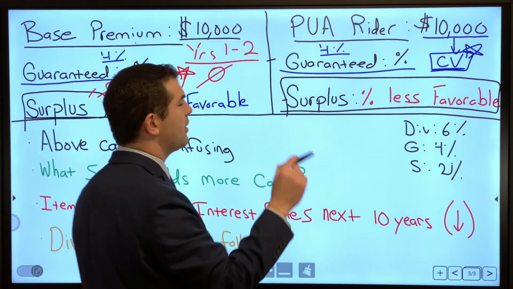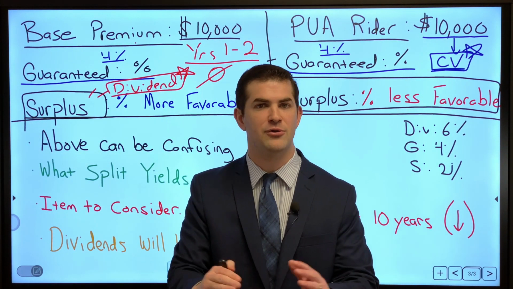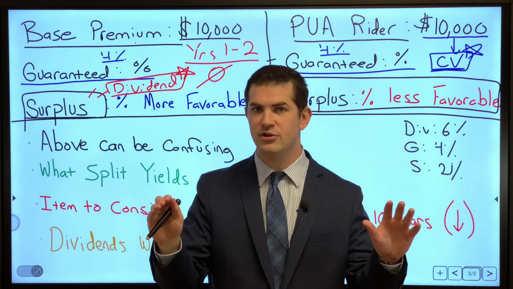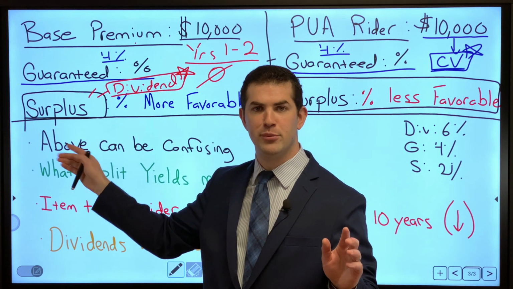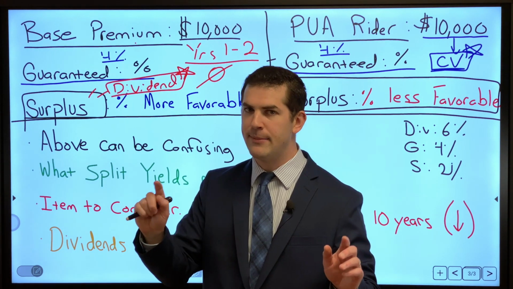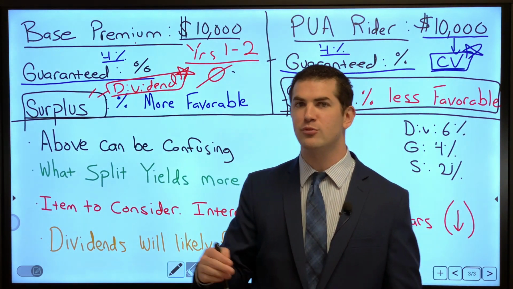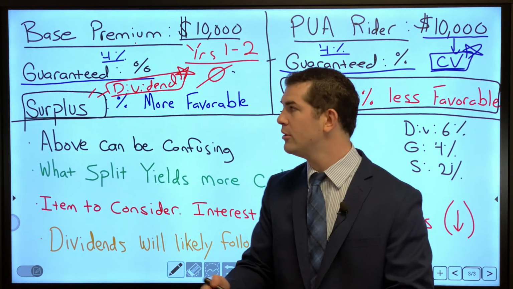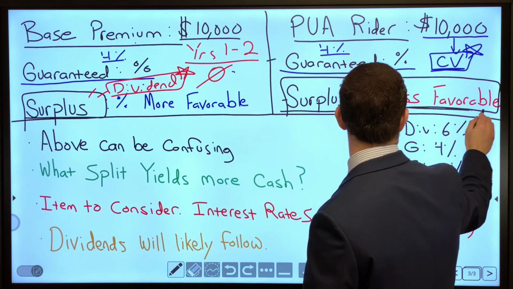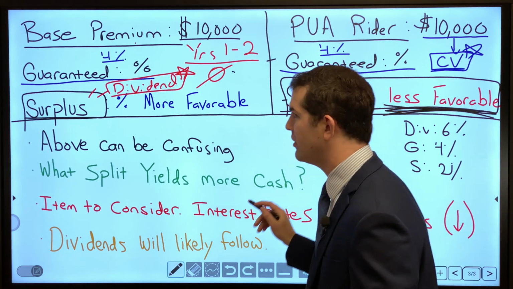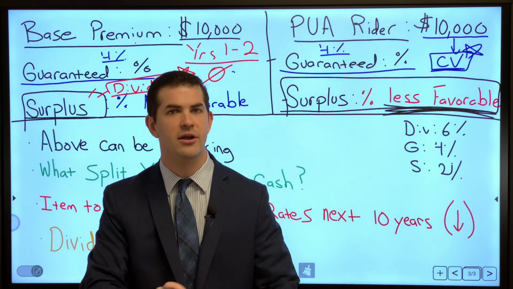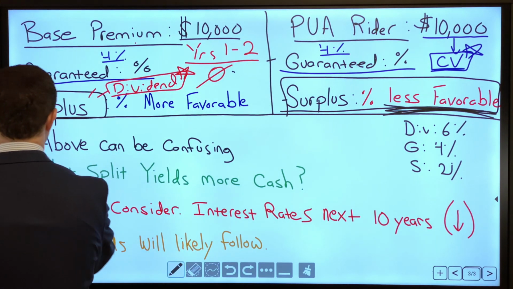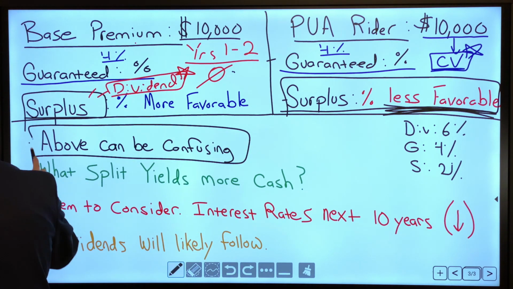So, how do I earn interest on the policy, or how is it credited? Guarantee, same on base premium and PUAs. Surplus, the rest of that dividend payout, more favorable over time on base premium dollars. Remember though, nothing shows up in the beginning. So yeah, it's more favorable, but I'm not really getting anything because nothing's there. So I'm out of the gate slower, whereas this one is a less favorable surplus. It's going to be a lower dividend, but on a larger amount of money. Keep that in mind.